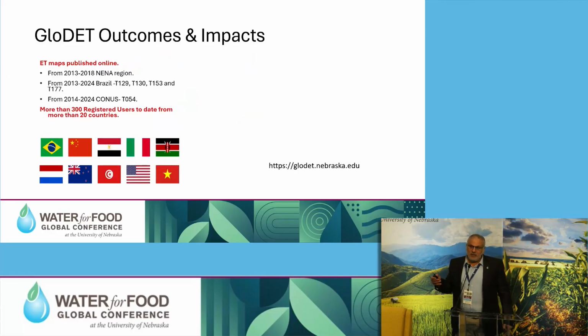Now, let me discuss a little bit about GloDET outcome and impact. We covered, as I said in the beginning, 21 tiles, and the years are mentioned in this slide. But something that I want to mention here: what do you think the area is that we cover with this GloDET website? Every tile has around 2.8 million square kilometers, every tile, a day.